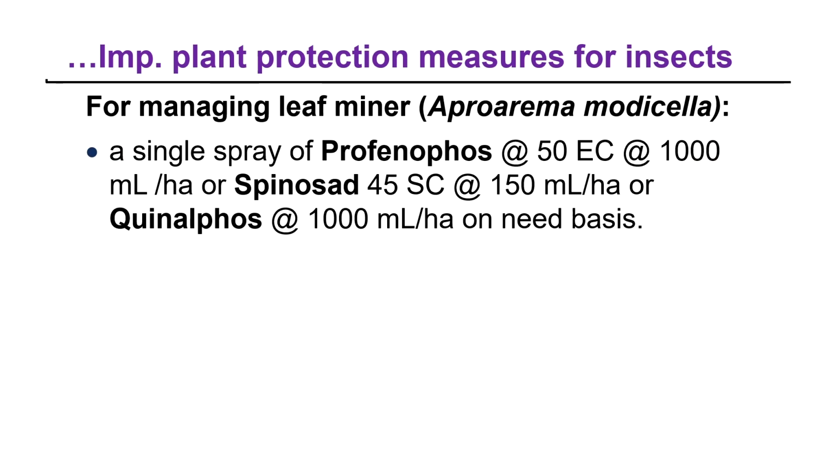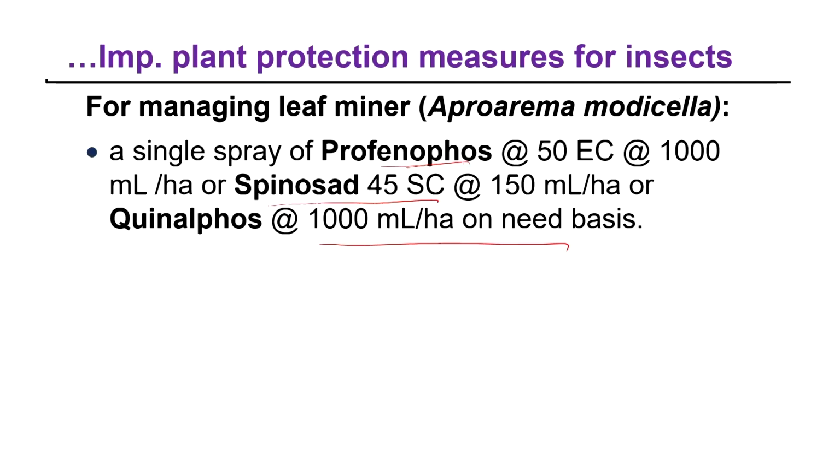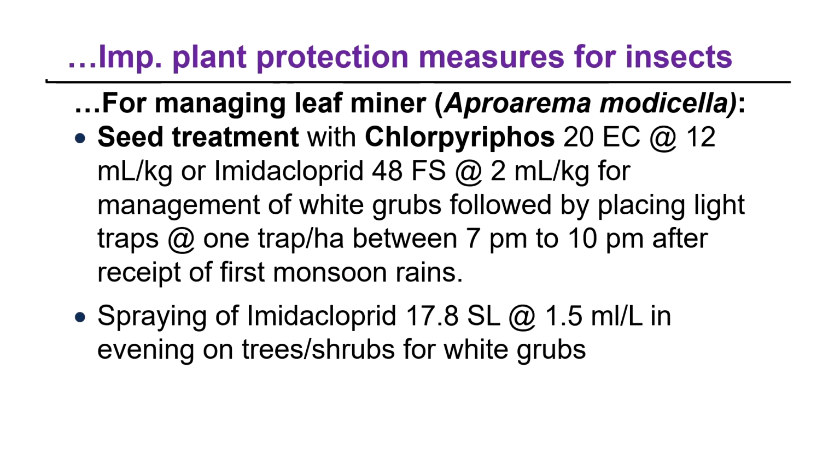For managing leaf miner, that is Aproaerema modicella, a single spray of profenophos 50 EC at the rate of 1000 ml per hectare, or spinosad 45 SC at the rate of 150 ml per hectare, or quinalphos at the rate of 1000 ml per hectare on need basis. But again, if you have experienced the economic threshold level of the insect, then one can go for spraying of these insecticides. Seed treatment is also good for managing the leaf miner.